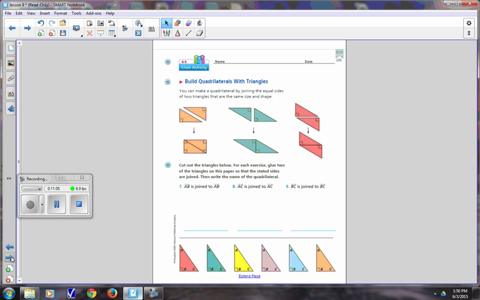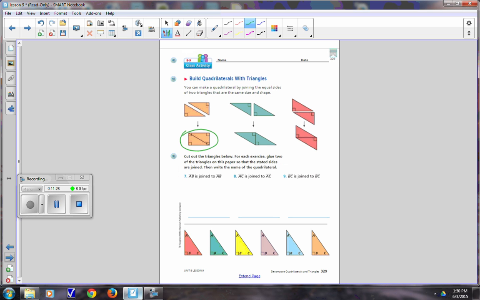Tomorrow, we will do page 329. It is imperative that you have 329 because we are going to do the cutting out of the triangles. You can make a quadrilateral by joining the equal sides of any two triangles that are the same size and shape. So here are some examples. If you put these two triangles together, you get this shape. If you put these two triangles, it's 1, 2, 3, 4. You get 4 sides when you put the two triangles together.